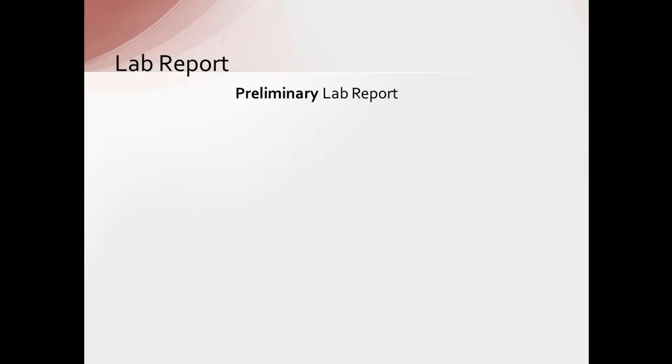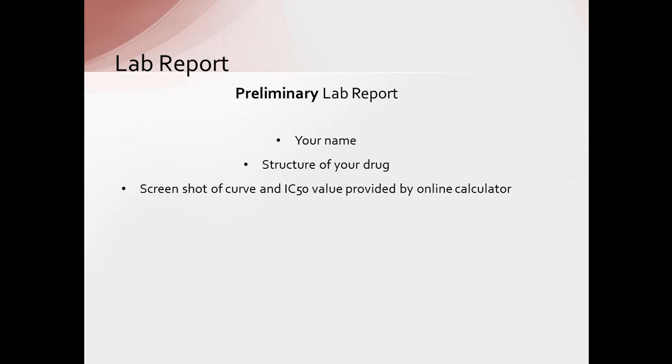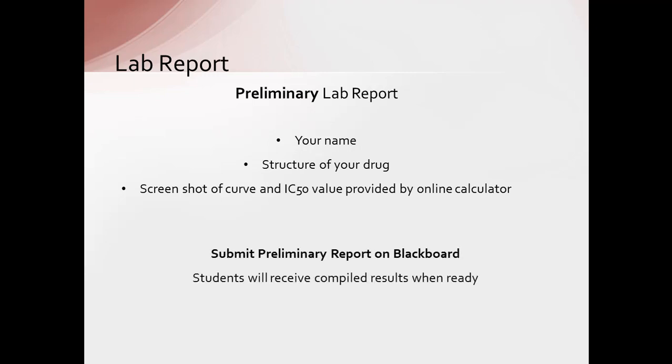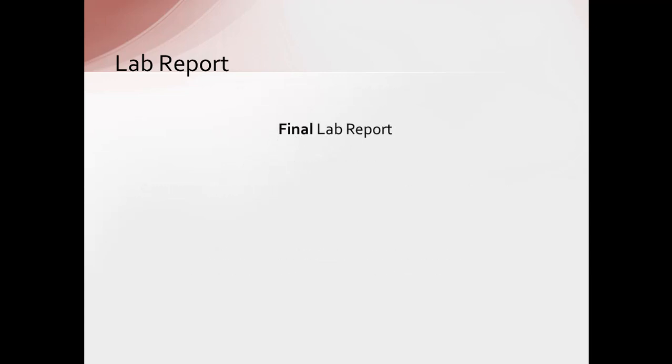So in this preliminary lab report, you have to include your name, the structure of your drug, and then that screenshot of your curve with the IC50 value. You just go submit this onto Blackboard, and then once all of the results are in, your instructor will compile all of your IC50 values and send out that data to everybody once it's ready. And after that, you will need to complete your final lab report. And so these will differ based on your instructor, so see the details provided by your lab instructor.